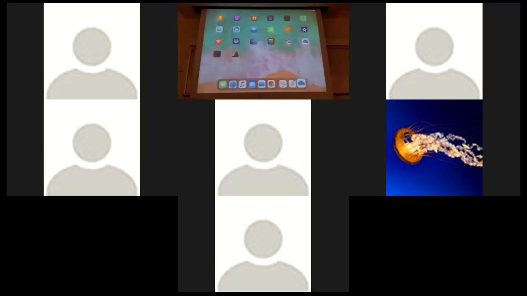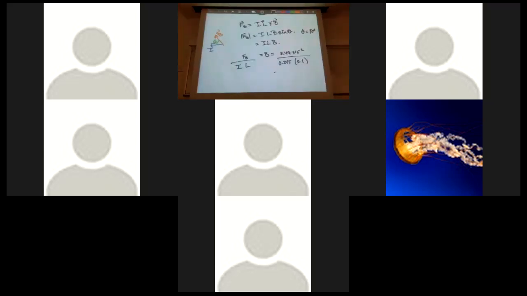So solve this for B. This says that the magnitude of the magnetic field is simply equal to the magnitude of the force divided by the current times the length. So this is equal to 3.48 times 10 to the minus 2 divided by 0.245 times 0.1. Plug in our numbers, we should get 1.42 something.